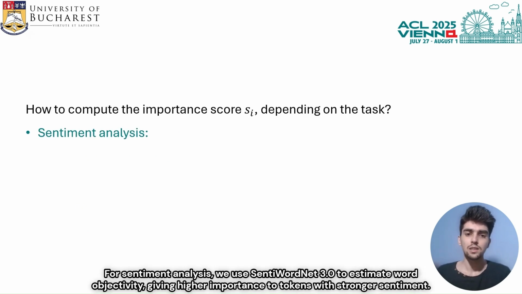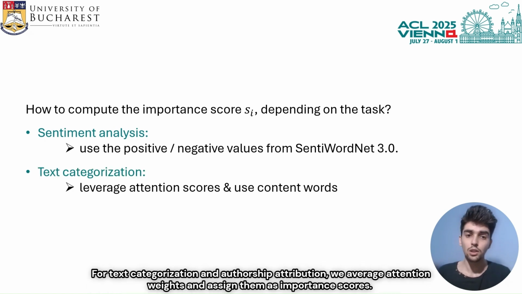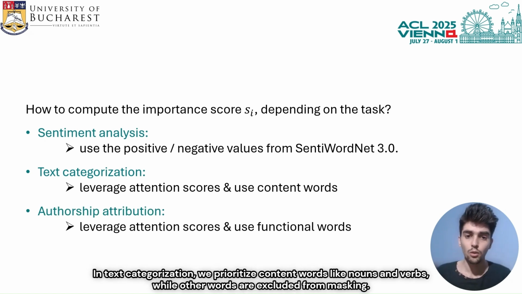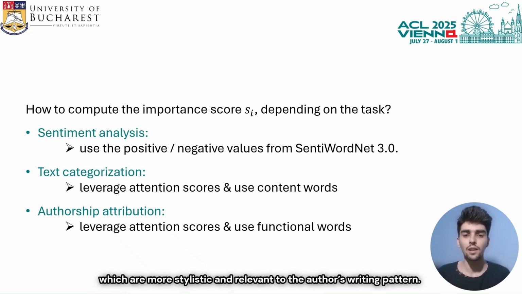For sentiment analysis, we use SentiWordNet 3.0 to estimate word objectivity, giving higher importance to tokens with stronger sentiment. For text categorization and authorship attribution, we average attention weights and assign them as importance scores. In text categorization, we prioritize content words like nouns and verbs, while other words are excluded from masking. For authorship attribution, we follow the same process, but we focus on functional words such as adpositions, conjunctions, and punctuation, which are more stylistic and relevant to the author's writing pattern.